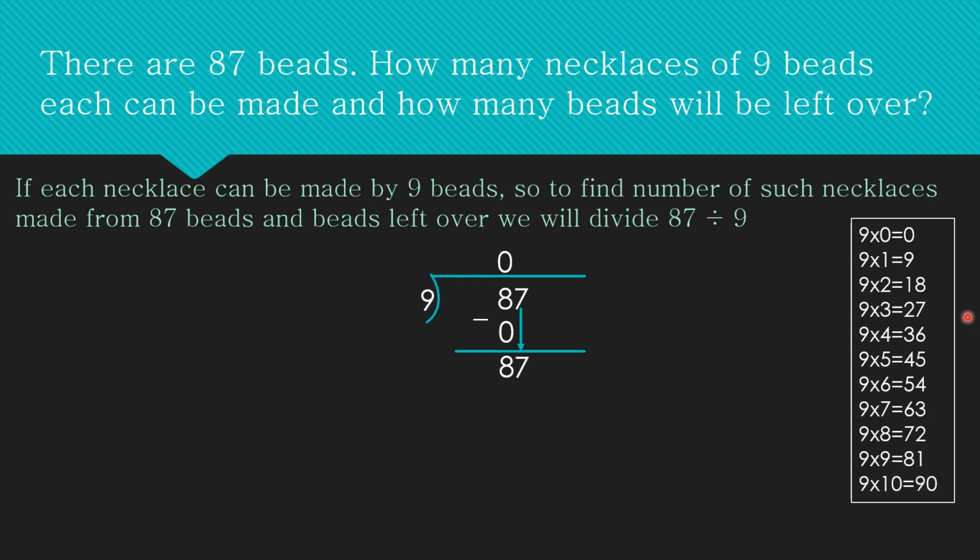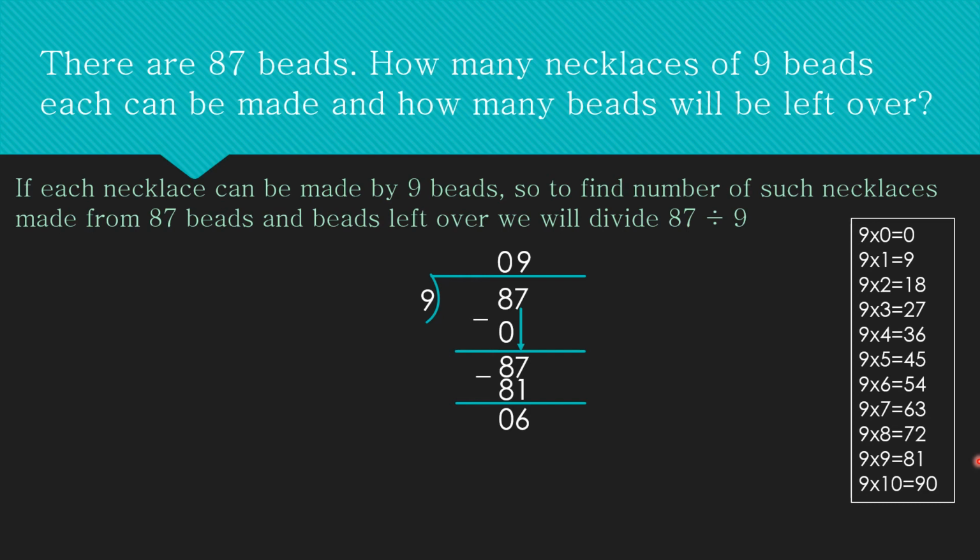Here 9 10s are 90, but we have here 87. So 90 is bigger than 87. So we will take smaller number than 90, that is 81. So here 9 9s are 81. So we will write 9 on the top and 81 below 87. 87 minus 81, we will get the answer 6.